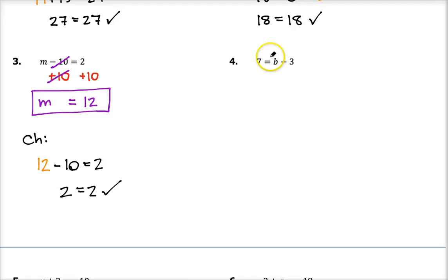Okay, number 4, 7 equals b minus 3. So I see subtraction on the right side here with the b, so I need to use addition to undo that. So I'm adding 3 here on the right side, and I'm keeping the equation balanced, so I'm also going to add 3 on the left side. Okay, so on the left side, 7 plus 3 is 10 equals negative 3 and positive 3 cancel each other out, and so we're just left with 10 equals b, or b equals 10.